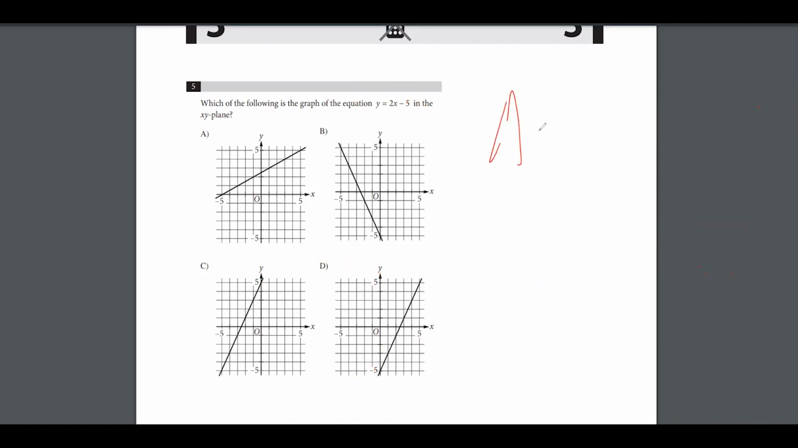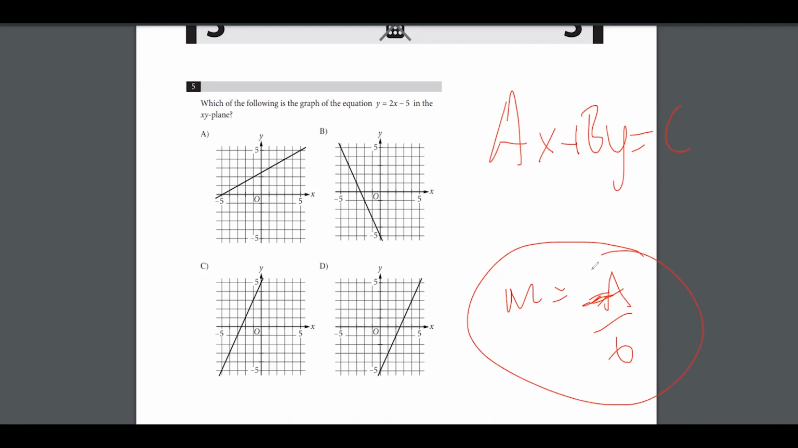You might also see this in standard form, ax plus by equals c, in which case the slope is equal to -a over b. And of course, you could solve that by remembering this, or you could just solve for y until you put it into this form, and then you solve for m, and you'll get the same thing, -a over b. All right, that's just a little crash course into this.